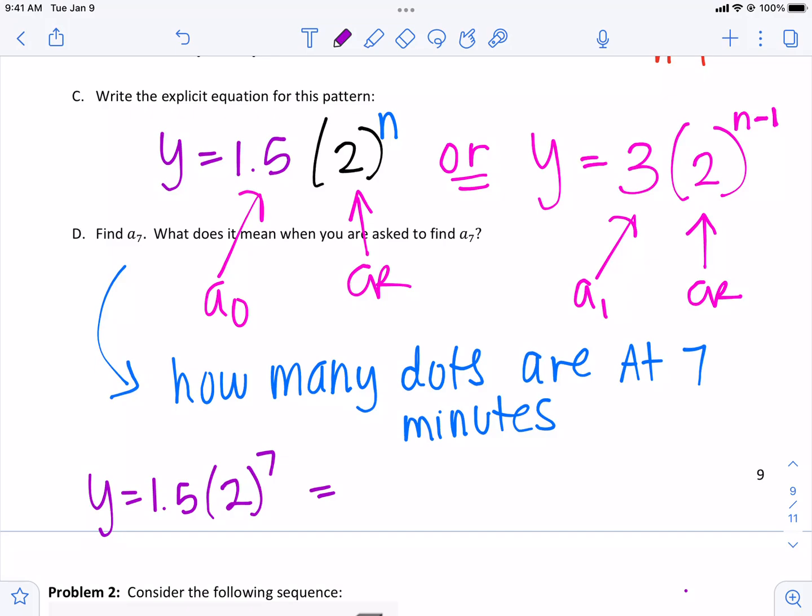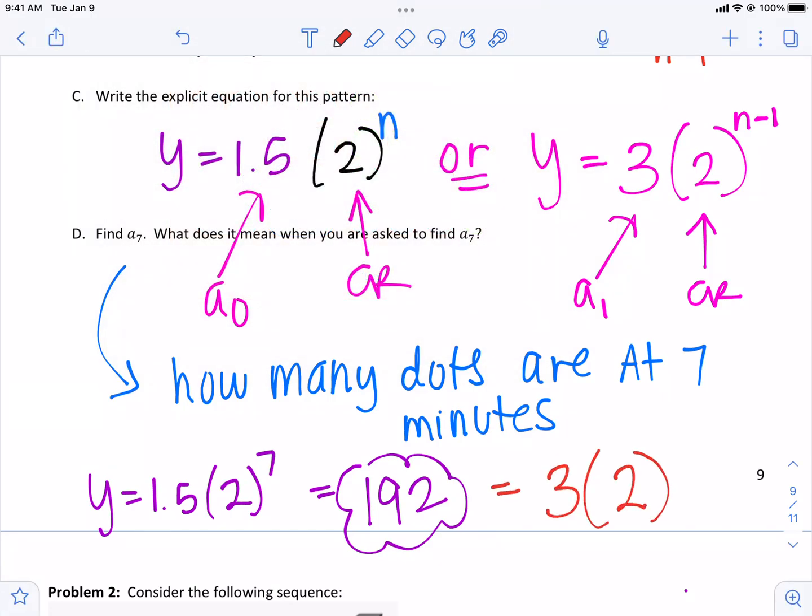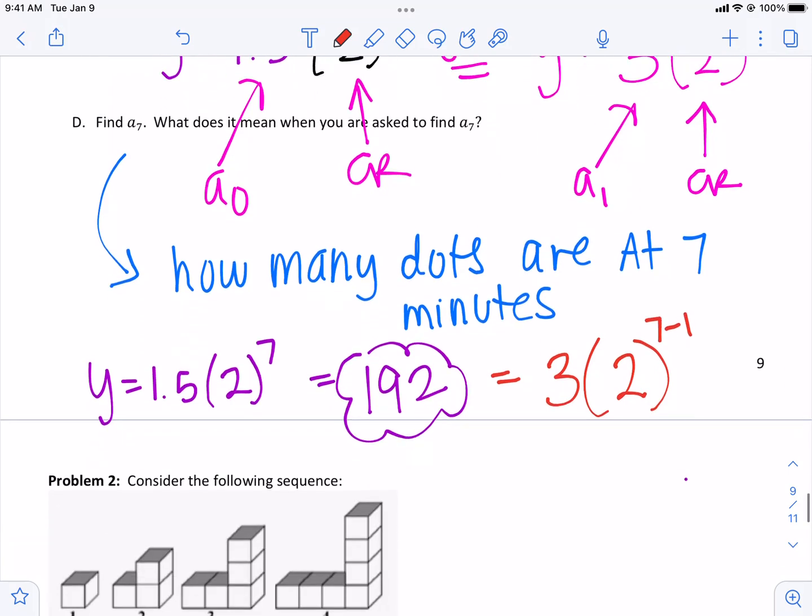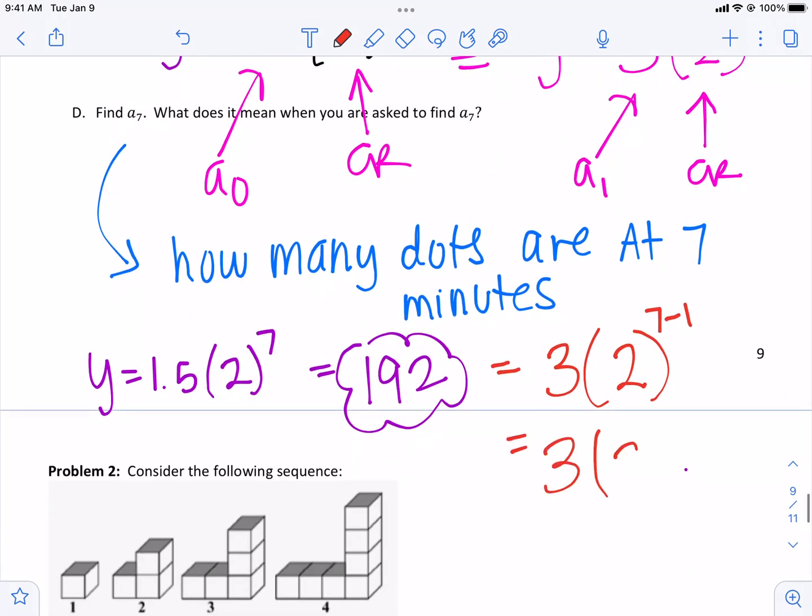So I'll do 1.5 times 2 to the 7th power. Looks like 192. Let's make sure I type that in right. 2 to the 7th power times 1.5. Okay, so that's correct. You should get the same answer if you use the other equation, which is 3 times 2 to the n minus 1 power, so 7 minus 1 is 6. So if you type in 3 times 2 to the 6th power, you'll get the same thing. So that's what I mean by you can use either equation.